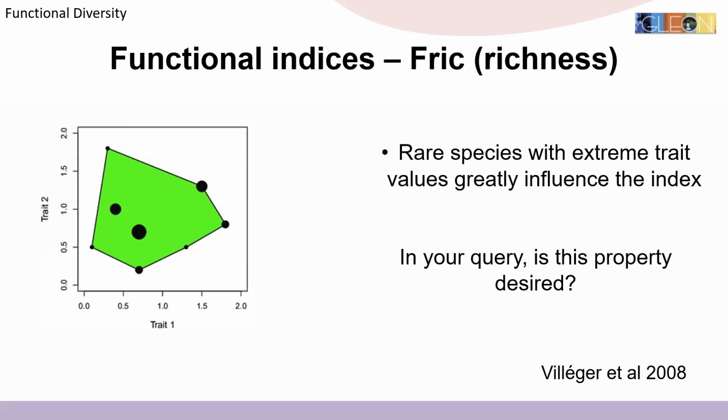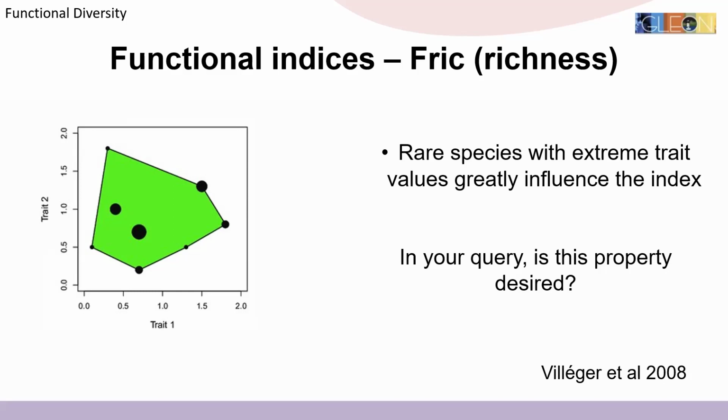And these extreme points are linked, and then the volume of this polygon is calculated. So if we have a great volume in this polygon, it means that we have a great functional richness. And if you have a small volume, it means that we have a low functional richness. Low functional richness means that we don't have a good combination of traits. We have similar traits in that community.